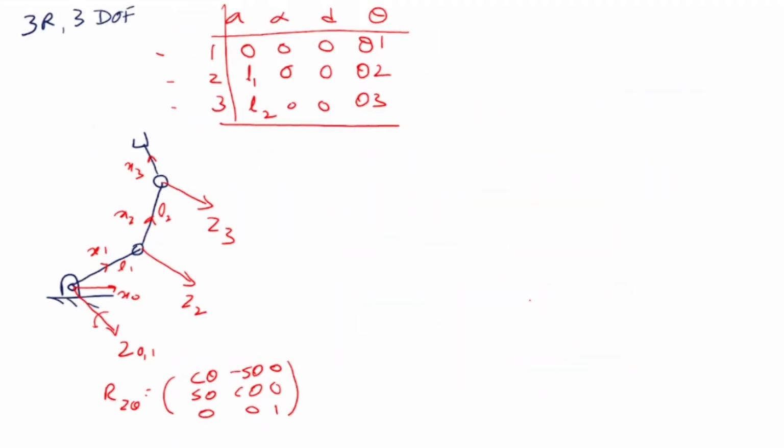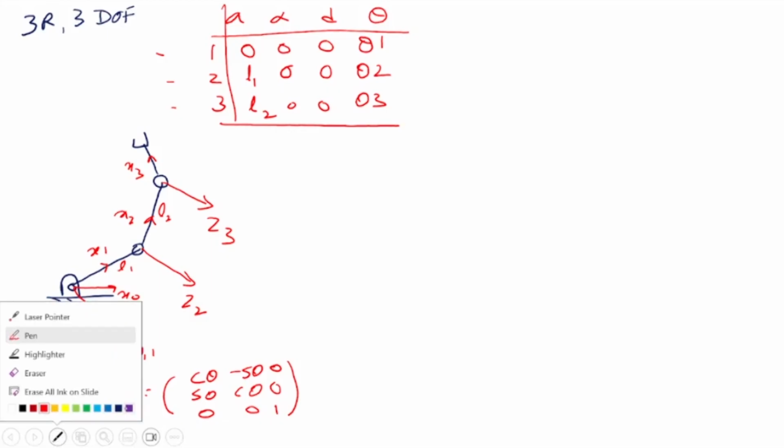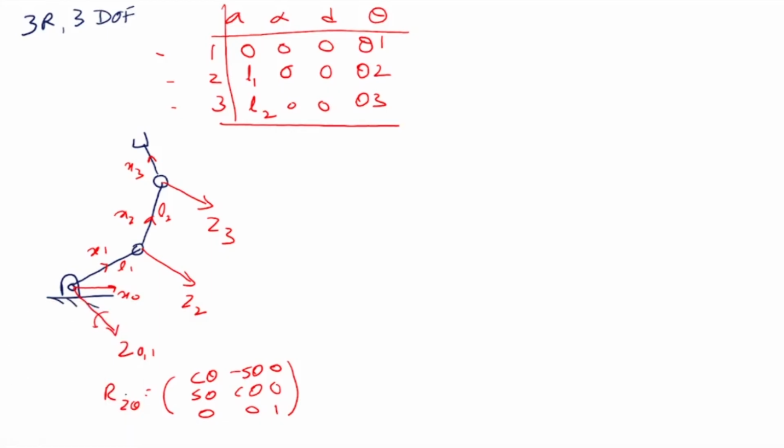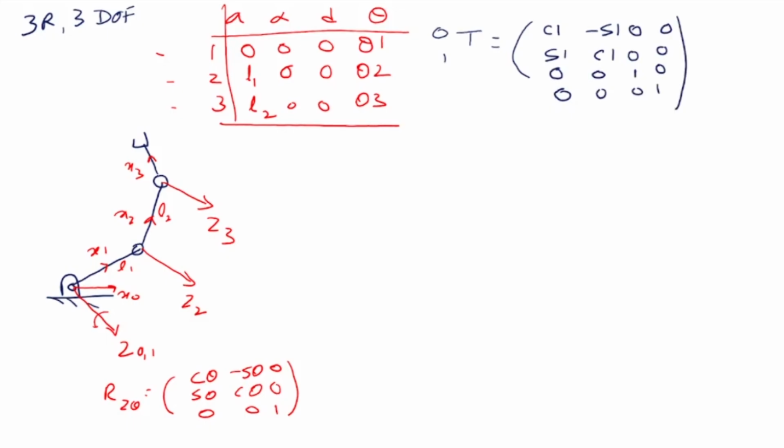Okay, so in this case, let me write down the first matrix. The first matrix is written by T 0, 1. T 0, 1 is my first matrix, which is cos theta 1. I'll write it in short as cos 1, minus sin 1, sin 1, cos 1, 0, 0, 1, 0, 0. This is 0, 0, 0. And this is also 0, 0, 0, 1. That's my first matrix.